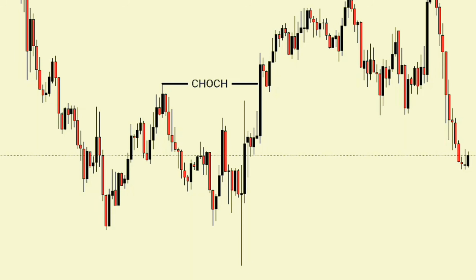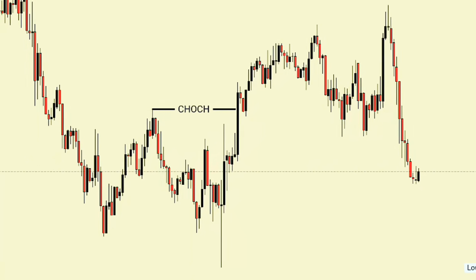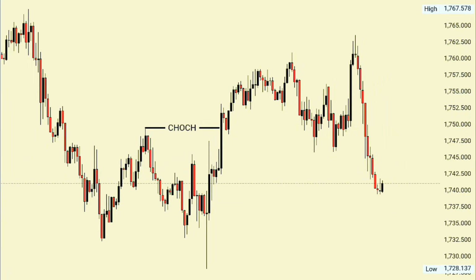It is important to understand that a change of character is not an entry signal by itself. Instead, it provides directional bias, allowing us to wait patiently for price to retrace into a key area of interest where high-probability trades can be planned.